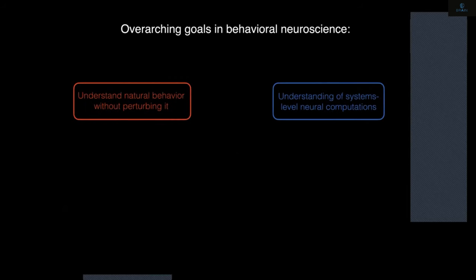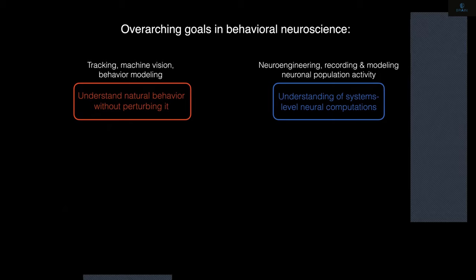Right, so then again, just to sum up, the overarching goal for behavioral neuroscience is understanding natural behavior without perturbing it. With advances in tracking and machine vision and behavioral modeling, we're in the middle of kind of a renaissance where we can track more and more sophisticated features, almost by the month. So it's a very, very fun time to be doing this.